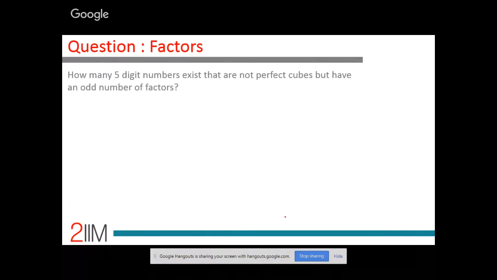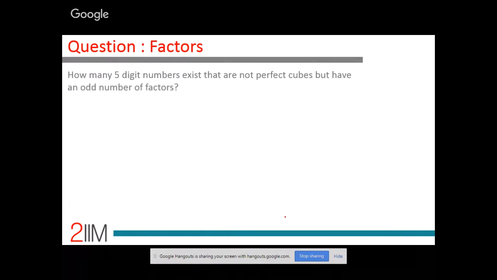A bunch of small ideas here. First one, you need to know that a number that has an odd number of factors is a perfect square. So we're effectively saying, for 5-digit numbers, give me how many perfect squares there are which don't happen to be squares of cubes. That's all this question is. So don't worry about the not perfect cubes part. Forget that. We'll come to that later on. We are worrying about numbers that are perfect squares. That is the starting point.